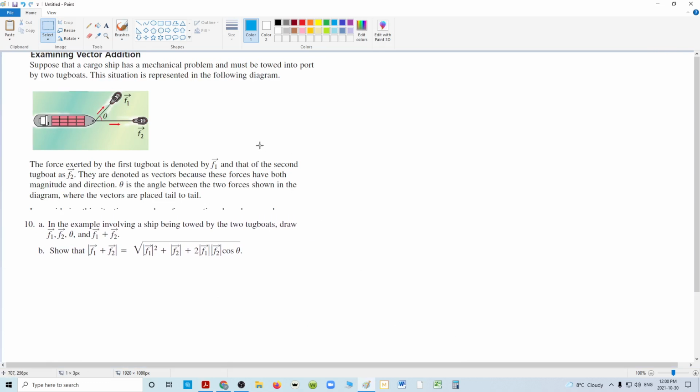In the example involving shipping, draw F1, F2, theta, and F1 plus F2. Okay, let's draw F1 plus F2. There's F1. There's F2, which means the resulting direction that the tugboat gets pulled is this green line here. So this is both the distance and the force that the tugboat will be pulled. When these 2 boats are pulling with their equal weight, the tugboat will move in that direction and that speed. And that's where the tugboat will end up, or not the tugboat, but the cargo ship.